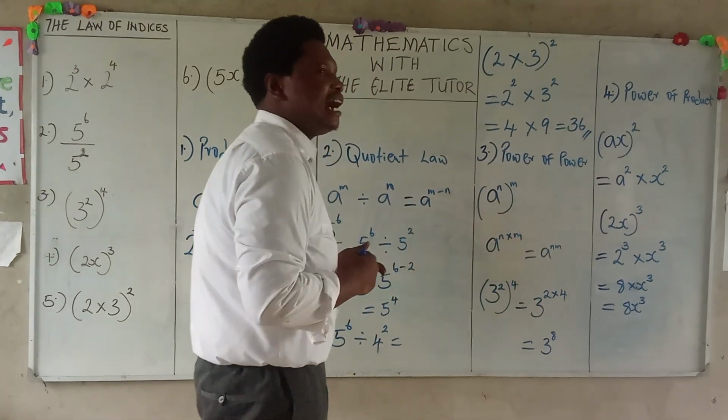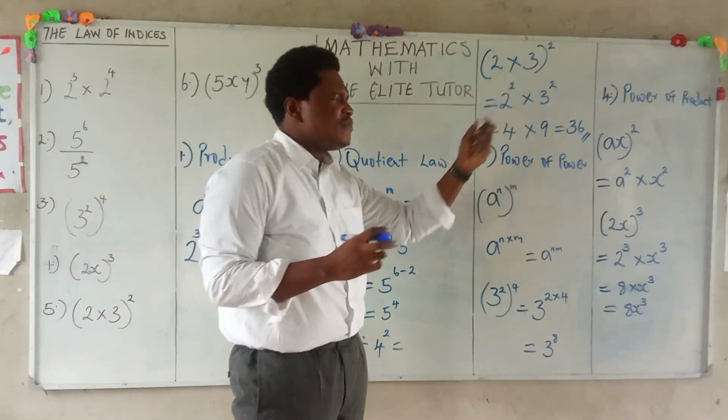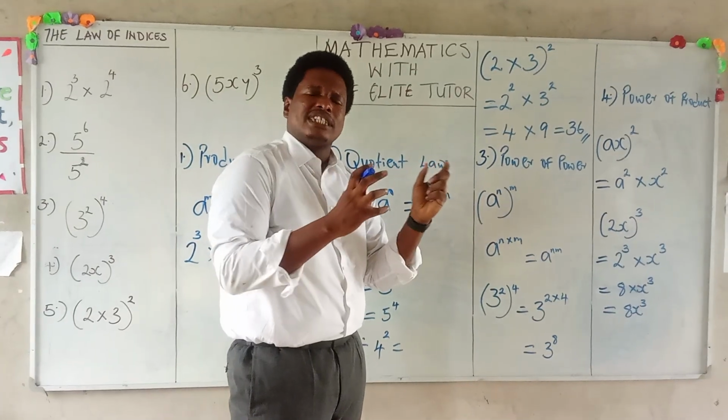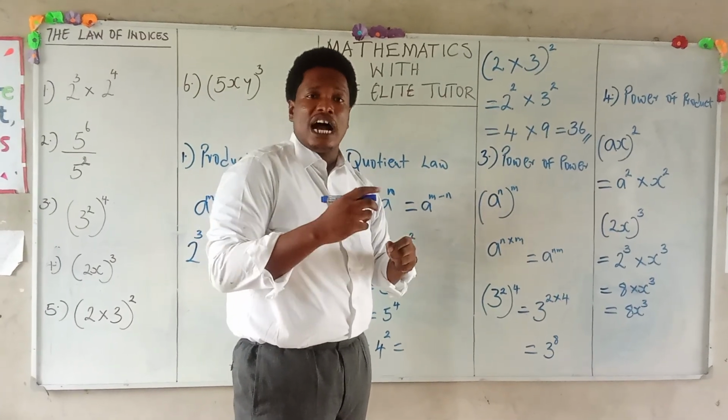And this is the final answer. So you can see that for question 5, we are having a whole number. Why? Because we don't have any variable.